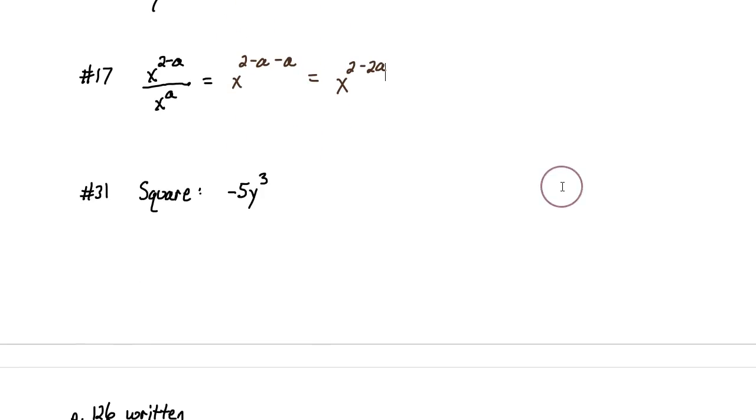For number 31, we're given a polynomial and we're asked to square it. So first, let's put it in parentheses and show squaring like this. Now let's apply the rule that we learned. When you have a product being raised to a power outside parentheses, you distribute that power to everything that's in that product. So start with the -5 and square it. -5 squared is positive 25. Now go to the y to the 3rd power and square it. That makes y to the 6th power.